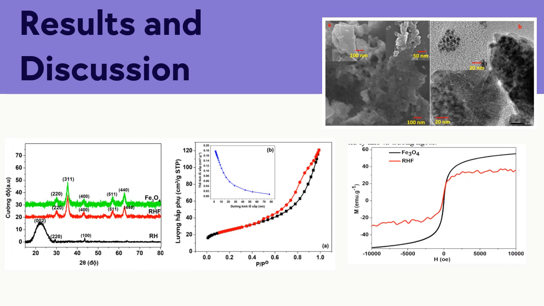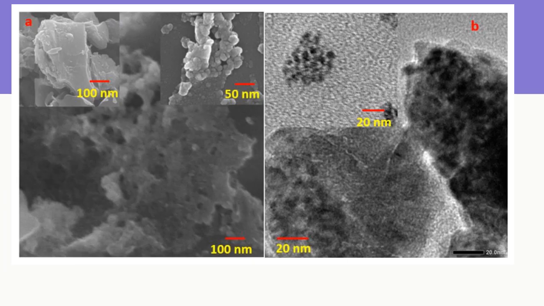And the next is results and discussion. From the SEM image, the small image A on the left, it can be observed that the original rice husk consists of large sheets, while iron oxide is composed of nano-sized particles. After combining them, the rice husk sheets transform into a porous structure interspersed with nano-sized iron oxide particles.